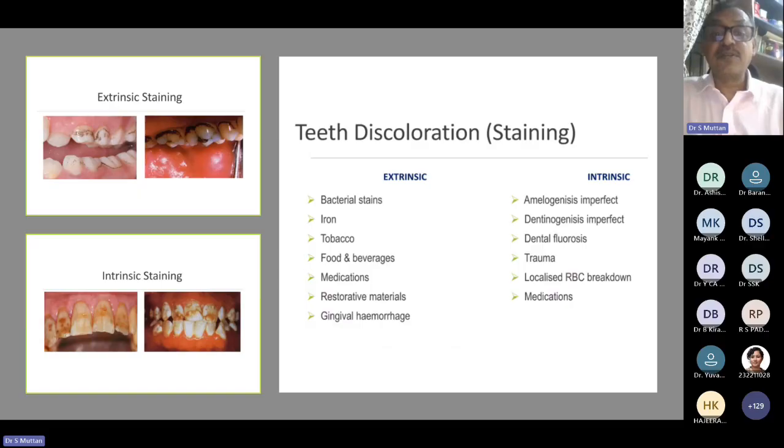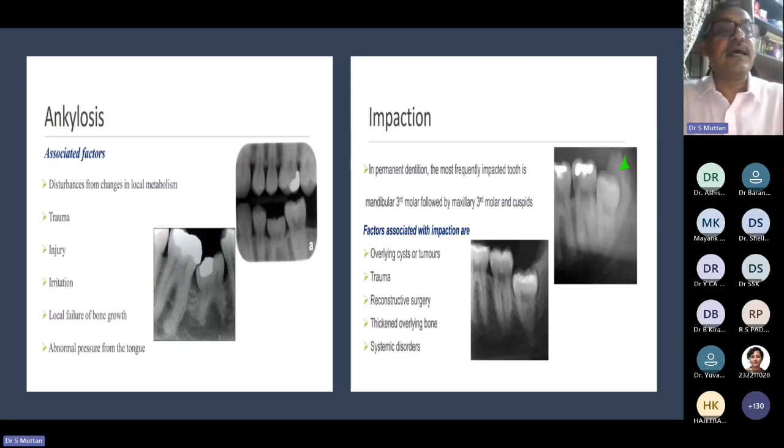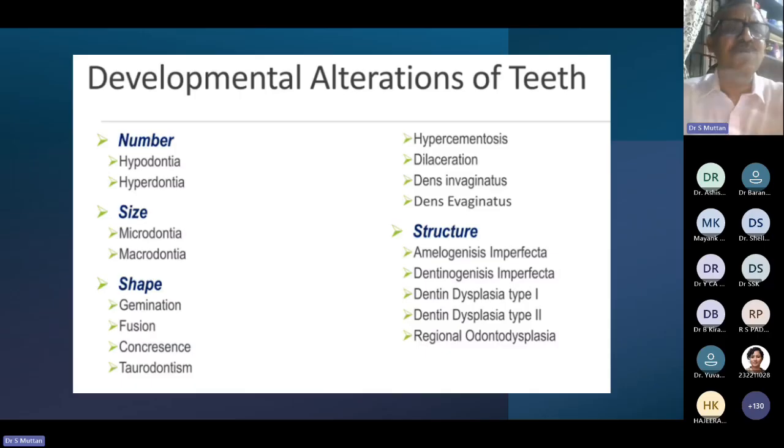Then discoloration. Yeah, you can see bacterial stains, iron, tobacco, food, medications, respiratory materials, hemorrhage, intrinsic reasons for tooth discoloration, extrinsic reasons for tooth discoloration. Then ankylosis, impaction. See, I think I'm only introducing these terms. The developmental alterations of teeth.